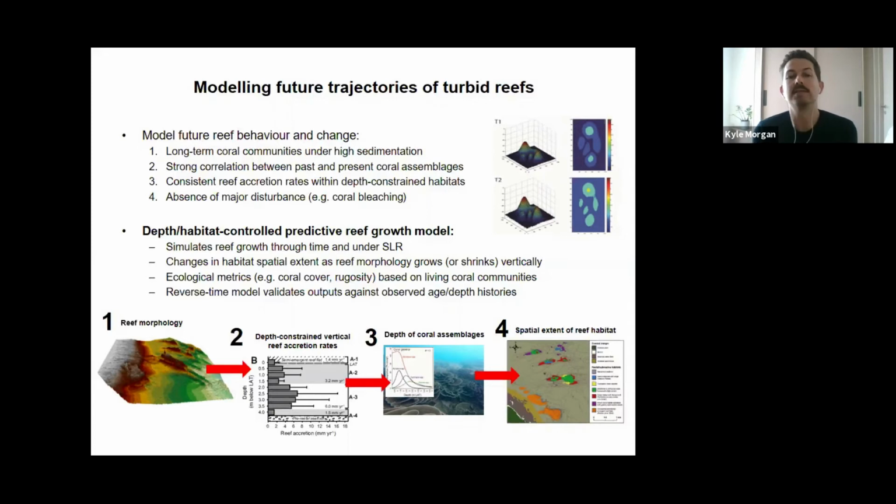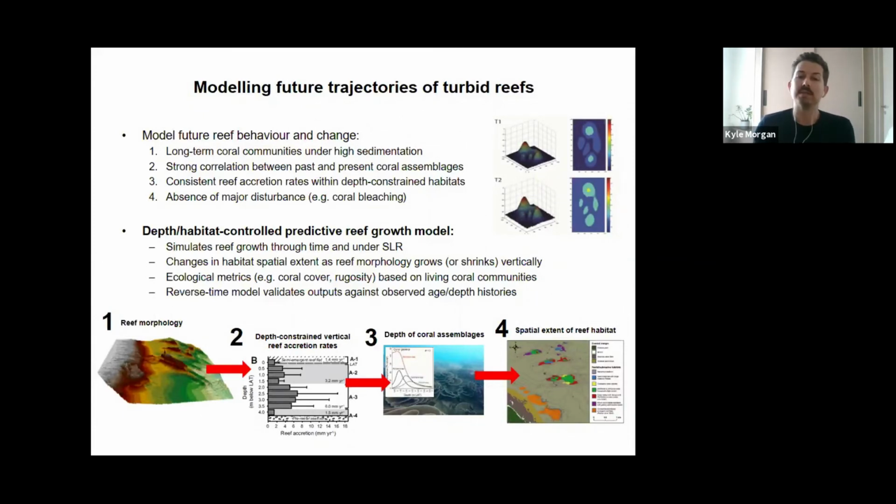So the idea was to produce this quantitative depth habitat controlled predictive reef growth model. And what that model was really meant to do was to simulate reef growth through time, but also under different scenarios of sea level rise. So we can increase the depth above reefs, see how the reef morphology changes, as well as the habitats that occupy the reef. So we can look at changes in habitat extent as the reef morphology grows, and I've also put in here shrinks because we can also shrink these reefs back to the initiation phases. And then we can start to infer some ecological metrics, things like coral cover, rugosity, based on what we know from the living coral communities on today's reefs and the habitats that we've collected in our field data sets.